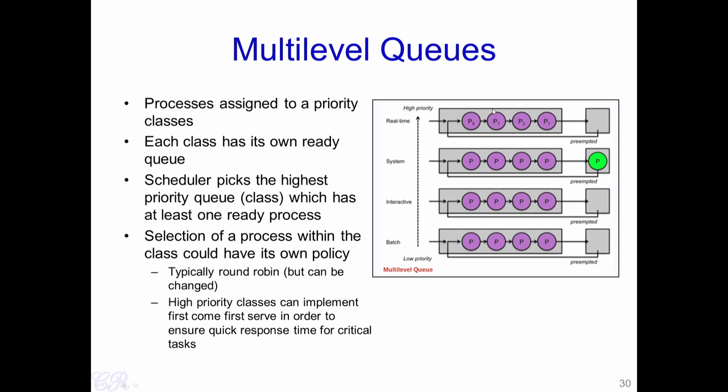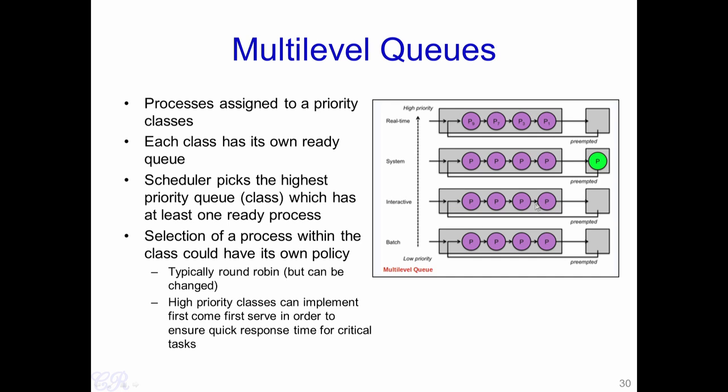Each of these priority classes has a ready queue, and when a real time process is ready to execute, it gets added on to this particular ready queue. That is, it gets added on to the ready queue present in the real time priority class. Similarly, if an interactive process is ready to execute, it gets added to the ready queue present in the interactive priority class.